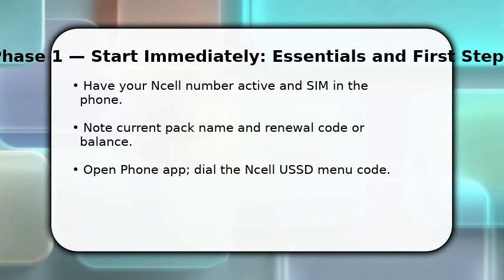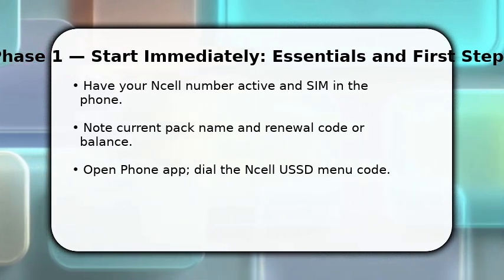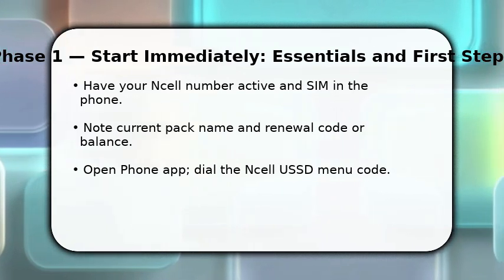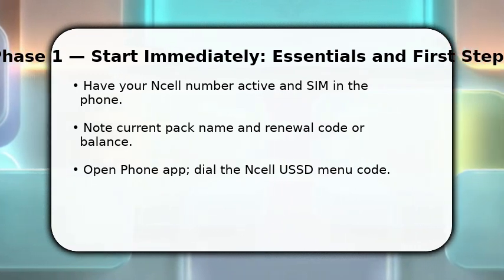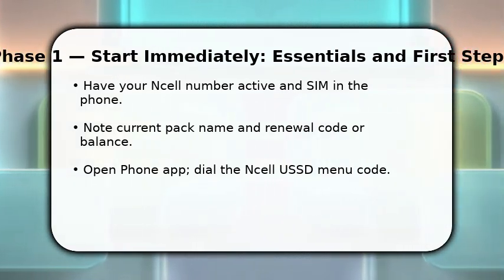Next, open your phone app and dial the Ncell UST access code. This puts you into the operator menu where auto-renewal settings live. Stay ready to follow prompts. These menus change, but the flow is consistent.